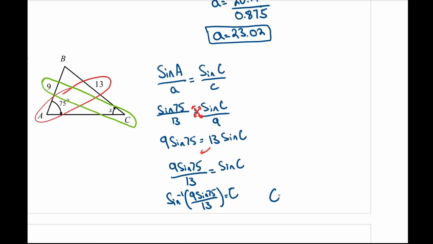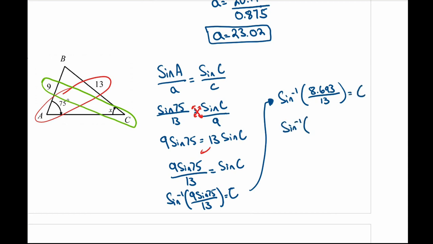So when I go through and calculate this, you may want to move this up and do it in a couple of steps. Simplify the numerator. So 9 times sine 75 is 8.693, divided by 13 equals C. And again, you could keep on simplifying if you wanted to.